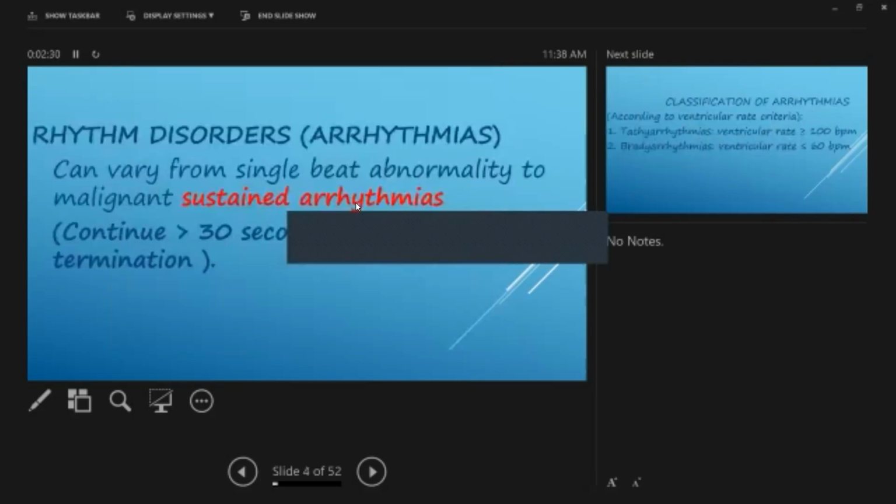First, let's discuss rhythm disorders, synonym arrhythmias. As you know, rhythm disorders can vary from single beat abnormality to malignant sustained arrhythmias. The definition of sustained arrhythmias is any arrhythmia which continues for 30 seconds or more, or needs early termination due to unstable hemodynamic state of the patient. Those arrhythmias are termed sustained arrhythmias.